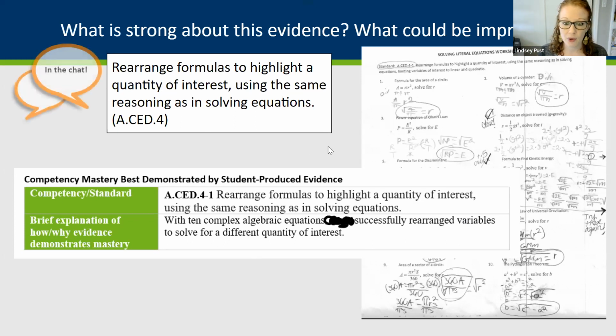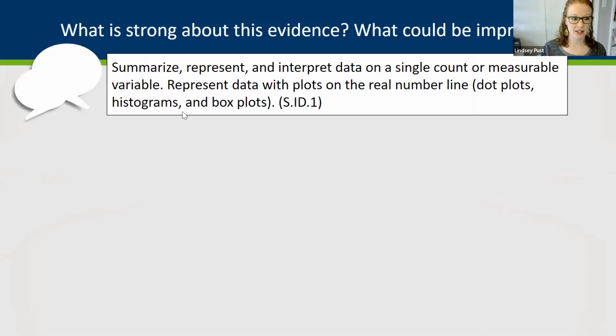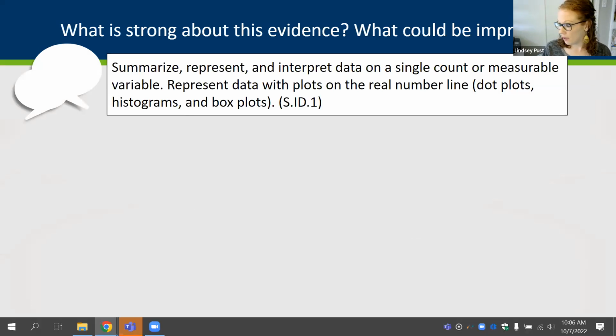We'll move on to the next one, data, statistics, and probability. Here is another standard to read. And now I'm going to click through, and there are actually several screenshots because there are multiple problems with this one piece of evidence. So be thinking what is strong, what could be improved, but I am going to click through a few problems before I have you put things in the chat.